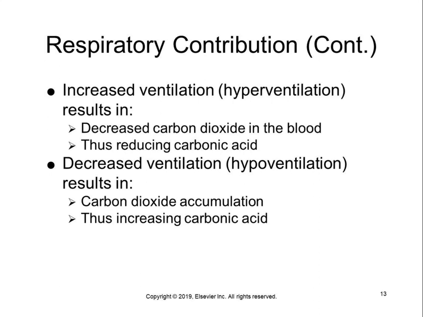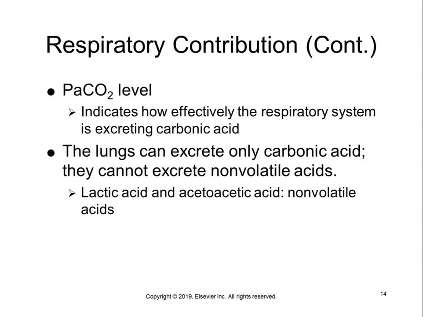Increased ventilation, hyperventilation, results in decreased carbon dioxide in the blood, thus reducing carbonic acid. Decreased ventilation, hypoventilation, allows carbon dioxide to accumulate, thus increasing carbonic acid. PaCO2 levels indicate how effectively the respiratory system is excreting carbonic acid. The lungs can excrete only carbonic acid; they cannot excrete non-volatile acids such as lactic acid and acetic acid.